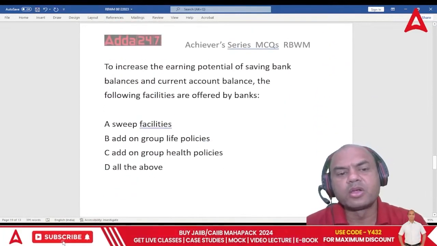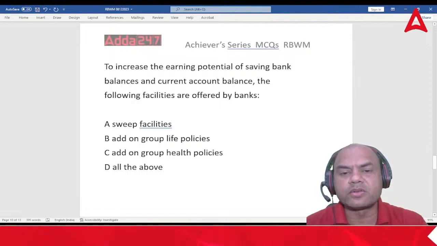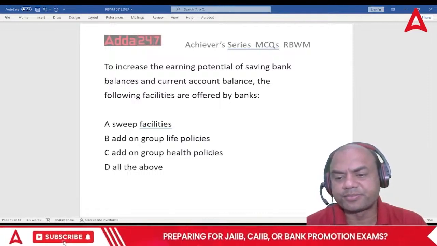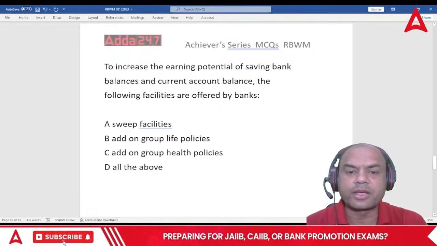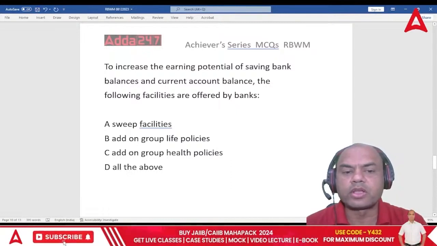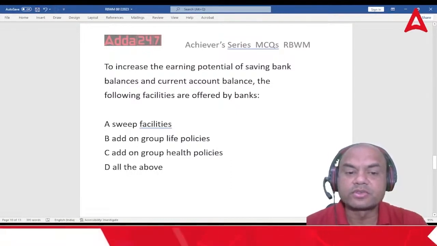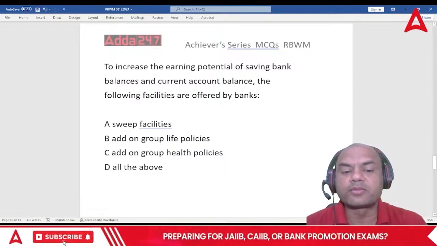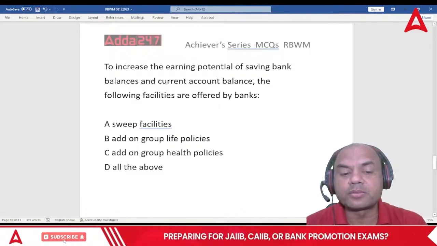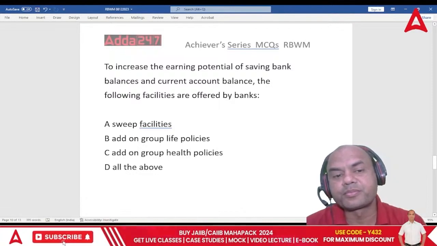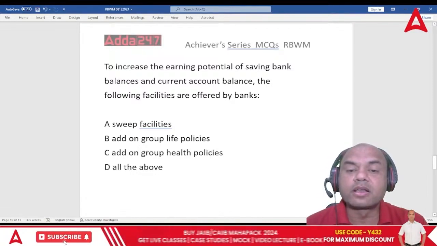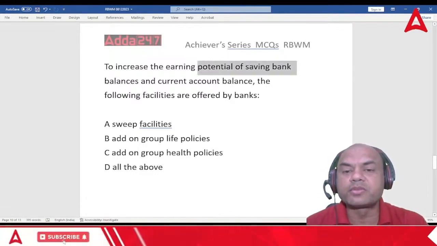Next one, to increase the earning potential of savings bank balances, the following facilities are offered by the banks. So what are the facilities? Sweep, add-on life policies, add-on group health policies, and all of the above. To increase the earning potential of savings bank account means what?